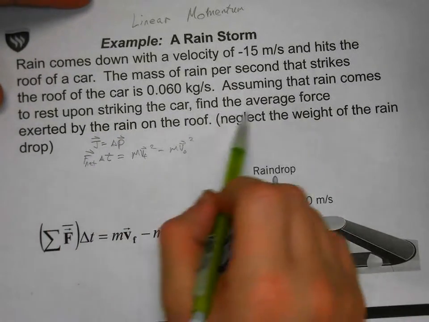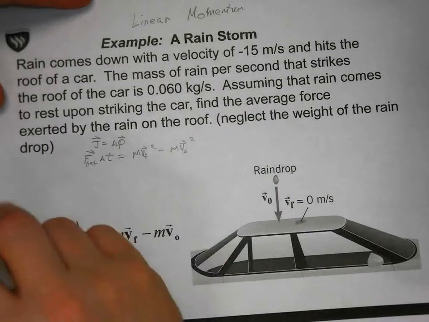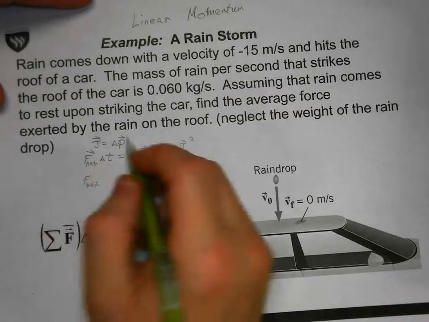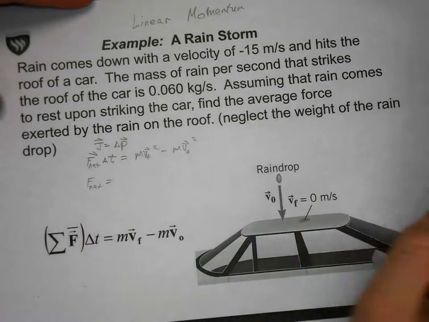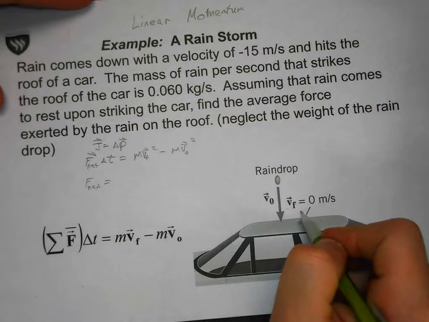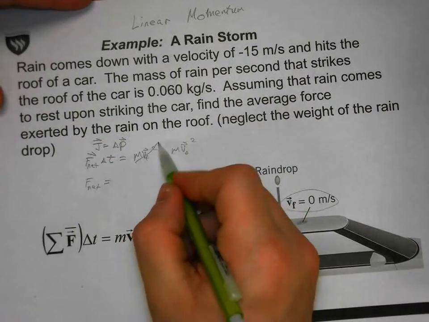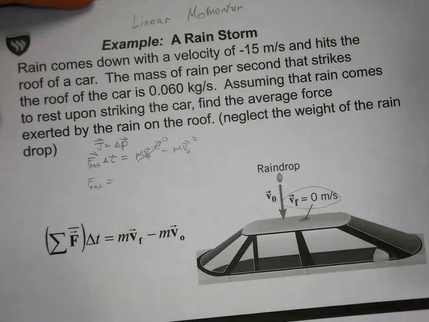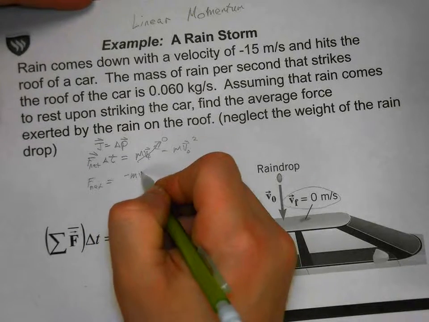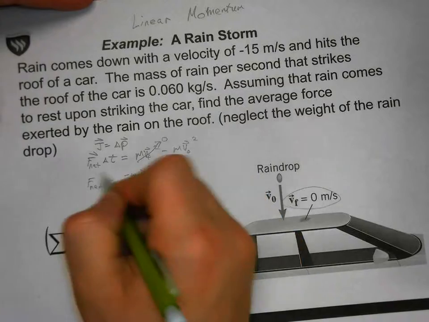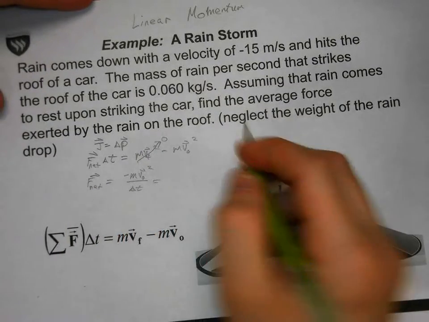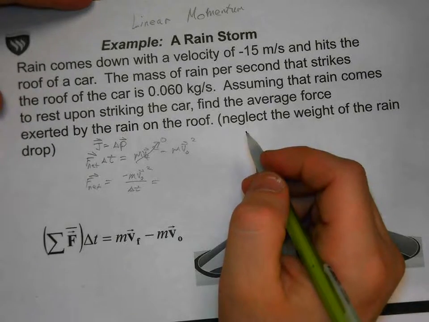So we want to find the average force exerted by the rain on the roof. So F net equals, well, first of all, the raindrop comes to a stop. So v f equals 0. We see that down there. So we can just say that equals 0. And we can say the force equals m v0 squared over delta t. And that's all we have to do, is plug in.